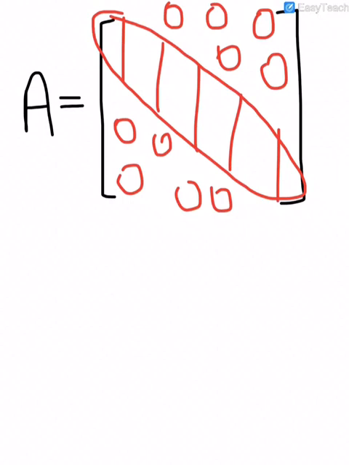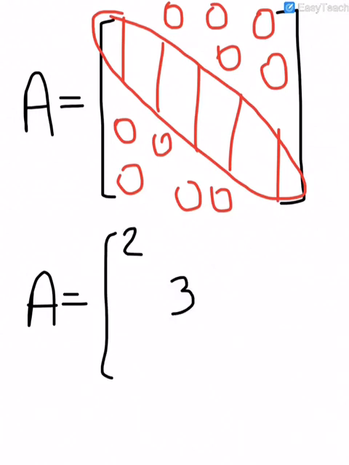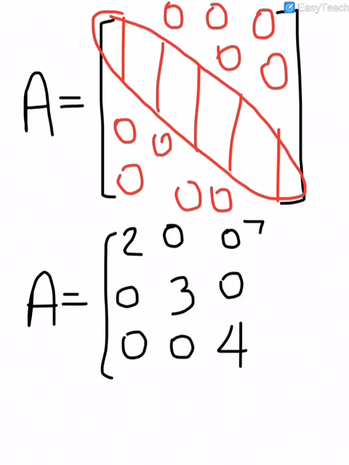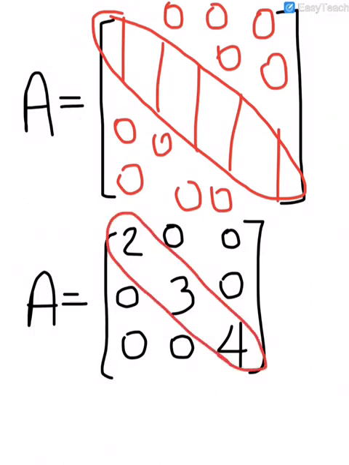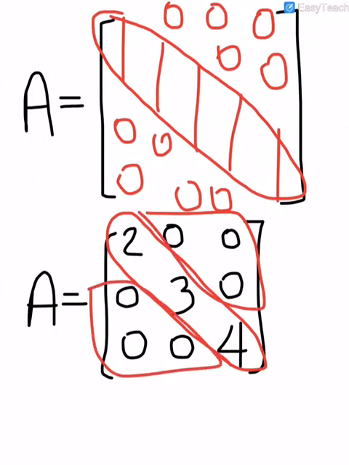Let me give you an example. For example, matrix A is equal to 2, 3, 4 on the diagonal and 0 everywhere else, which is a diagonal matrix. Why? Because the diagonal is here and all the elements except this one are 0. See? This is a diagonal matrix.